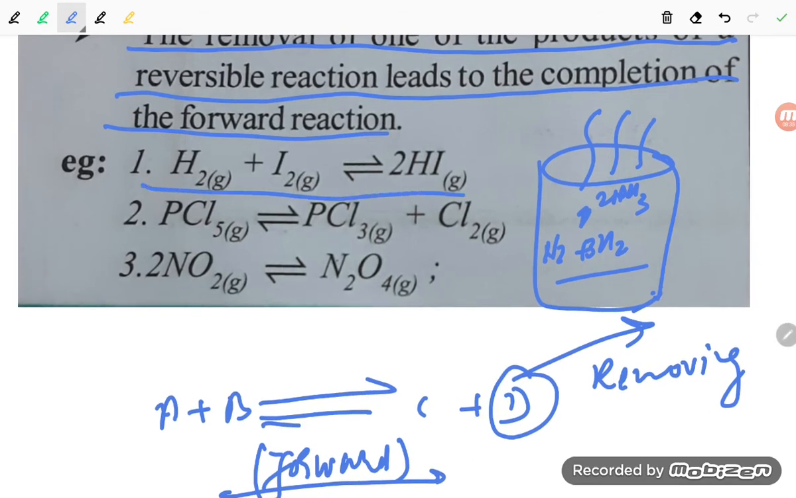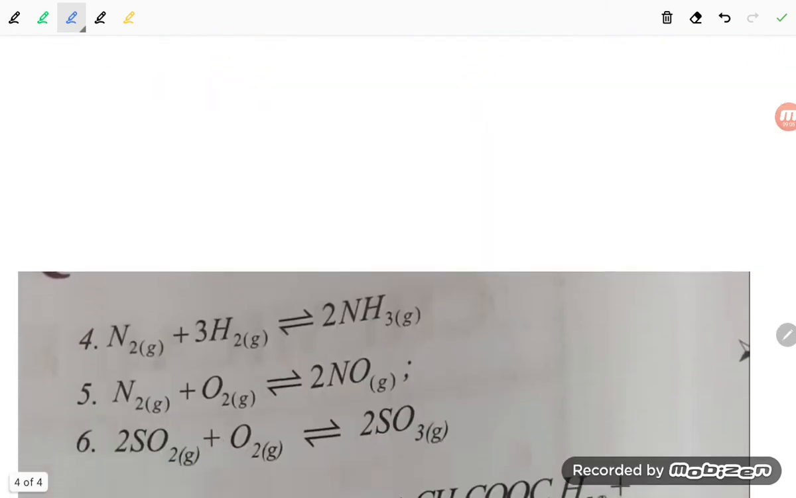Next, a few examples are there, student. H2 plus I2 gives 2HI. PCl3 plus Cl2 gives PCl5. NO2 to N2O4. So these all have reversible arrows. H2 plus I2 gives 2HI; similarly, 2HI breaks into H2 plus I2. PCl5 forms PCl3 plus Cl2; similarly, PCl3 combining with Cl2 gives PCl5. Similarly, NO2 gives N2O4 and N2O4 can convert into NO2.